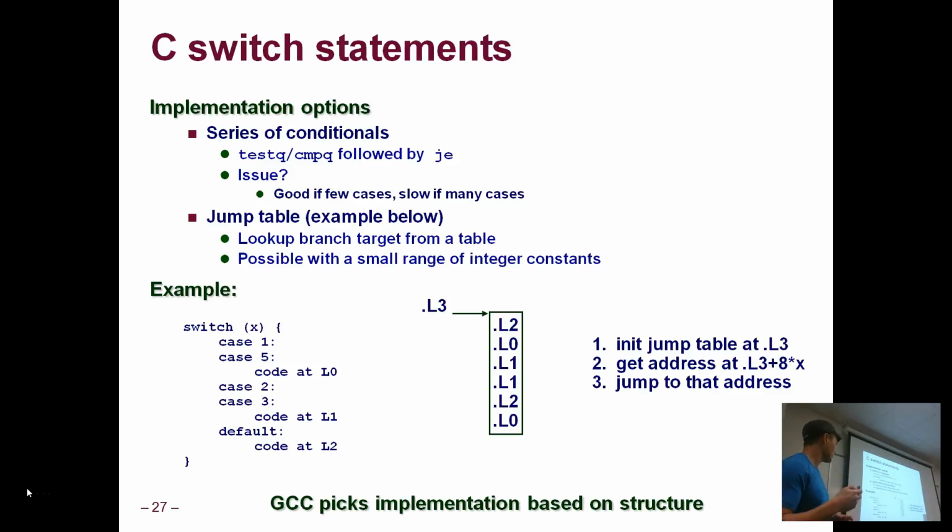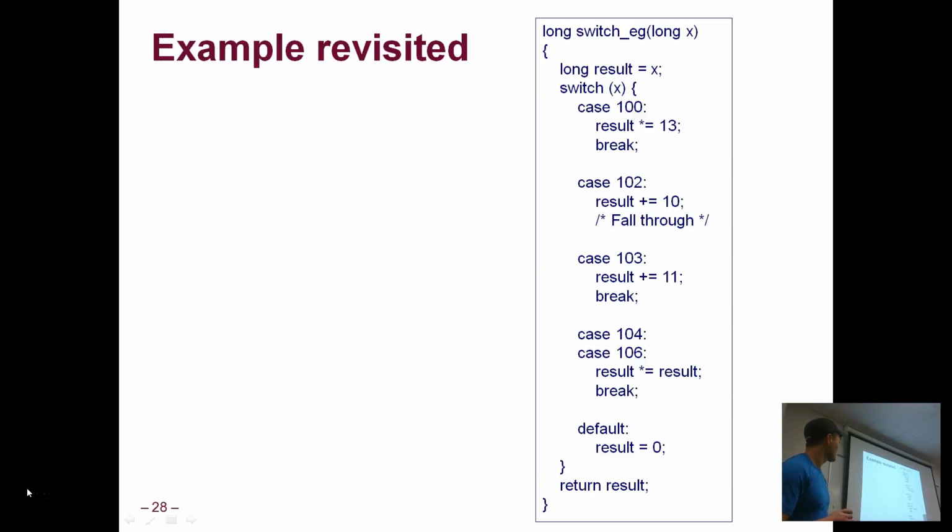All right, so let's see one of these things. So here is our example revisited, case 100 through 106, and they don't start at 0. That sucks. What am I going to do, put in a table that's got a whole bunch of default cases for the first 100 entries? Probably not. The money part of this switch table is right here, from 100 to 106. So I'm going to have to monkey around with this x in order to use it as an index into a jump table that will give me the right jump. And that's what we're going to look at, because that's what the compiler will generate.